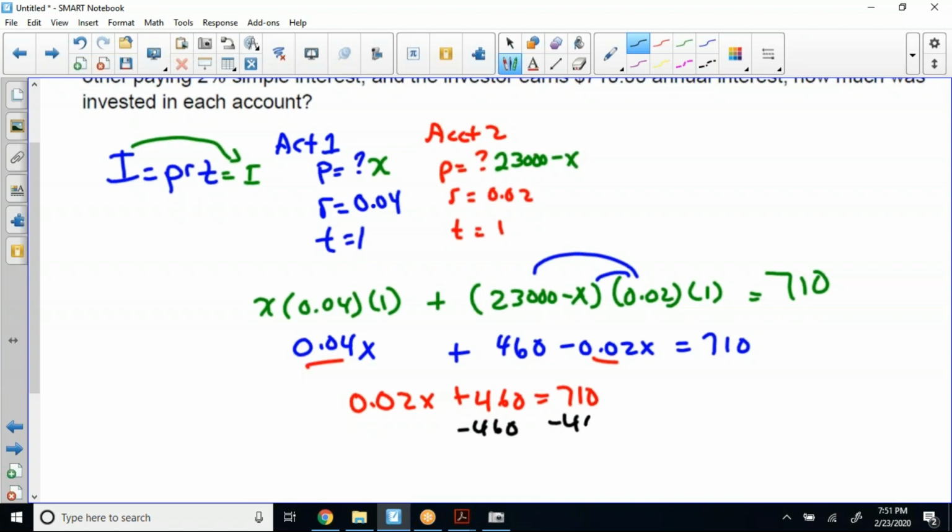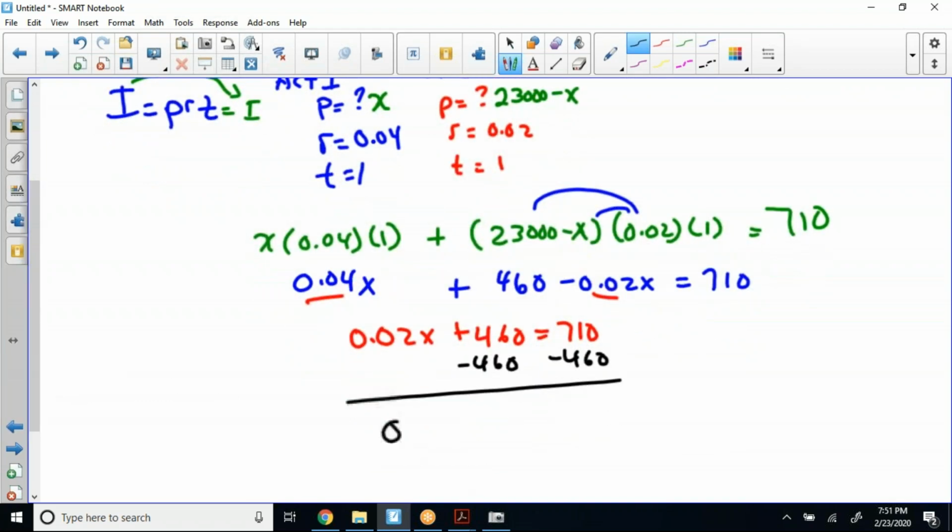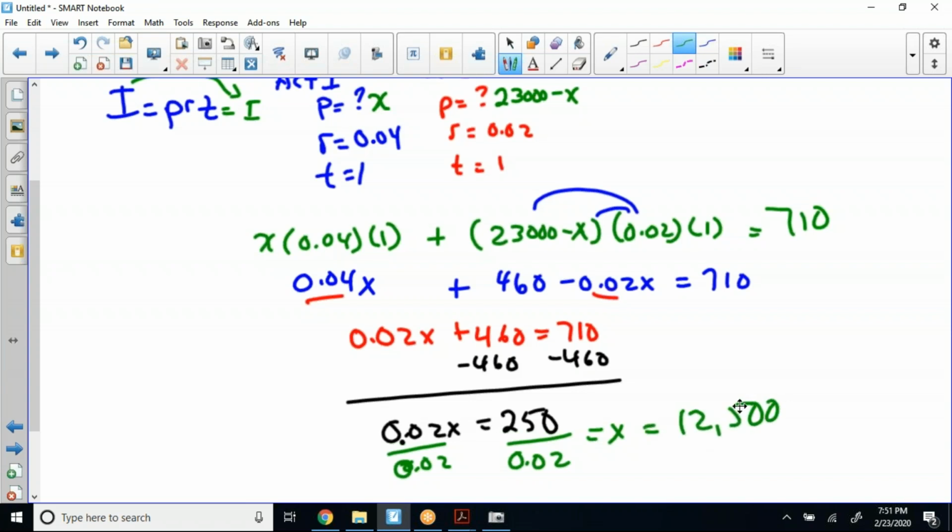minus 460. Okay, so this would be 0.02x equals 710 minus 460, which is 250. And of course, divide that. So that divided by 0.02 gives me 12,500. So we got 12,500 going into account 1, right?